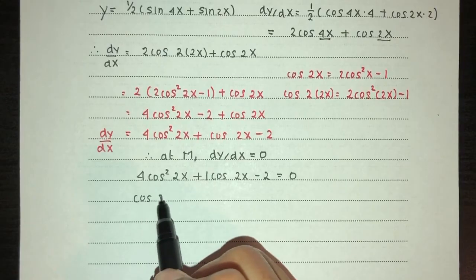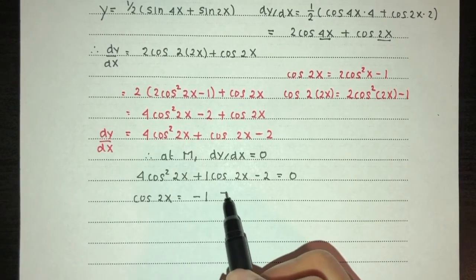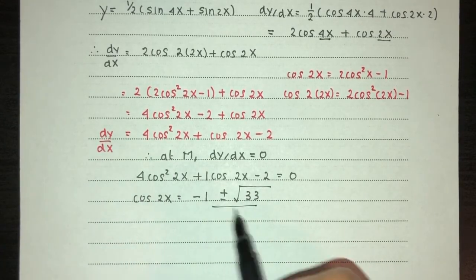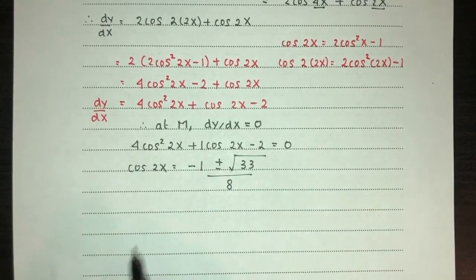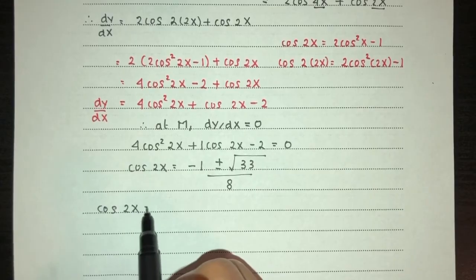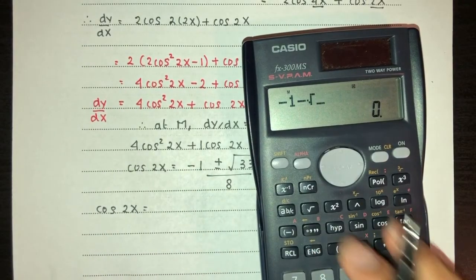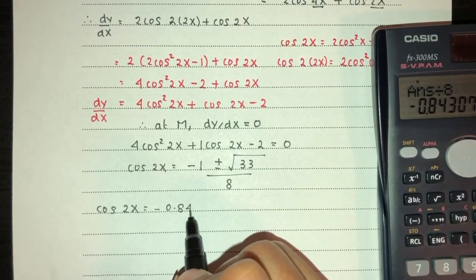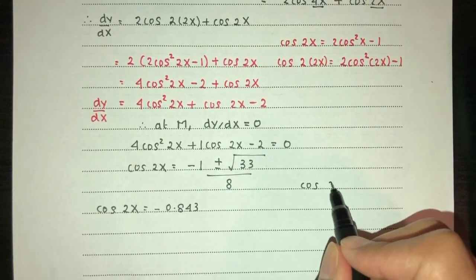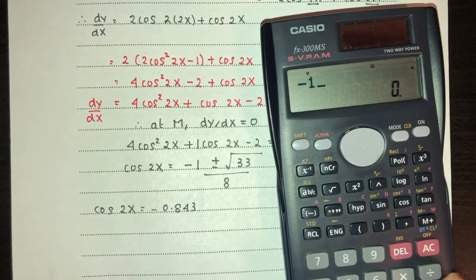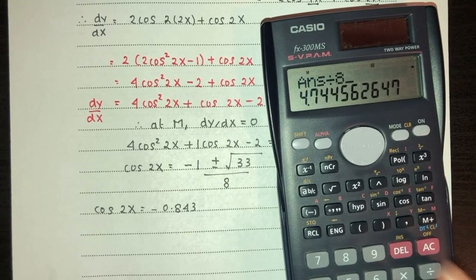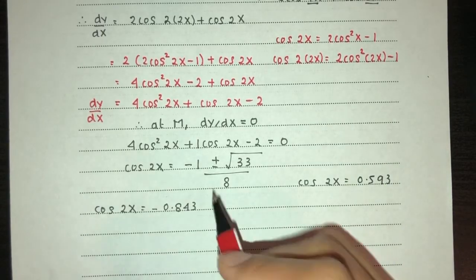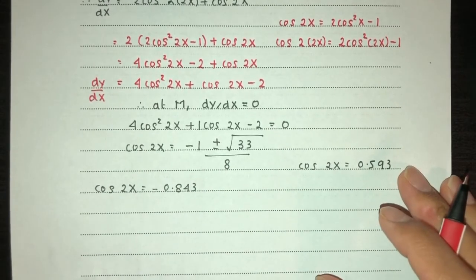So cos 2x is equal to minus b plus or minus root of b square minus 4ac, that will be 33, divided by 2a, that should be 8. So let's find the values one by one. For this value, we find minus 1 minus root of 33 divided by 8, which is minus 0.843. Or it can be the positive value, cos 2x is minus 1 plus root of 33 divided by 8, which is 0.593. Now let's find all the values and see which one is the right one, okay?